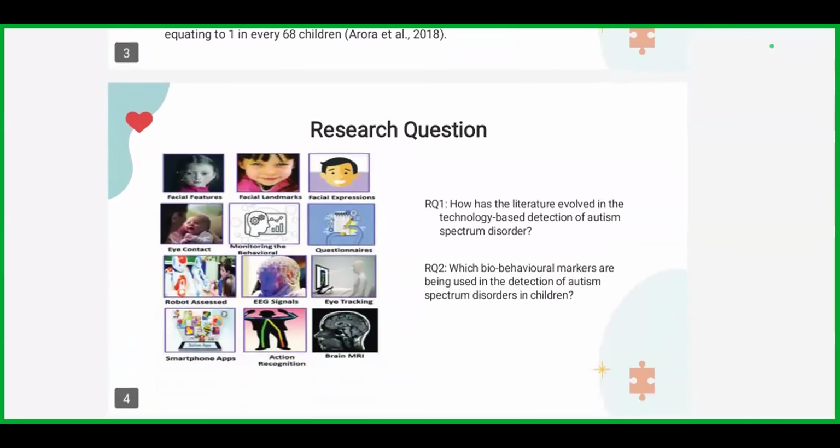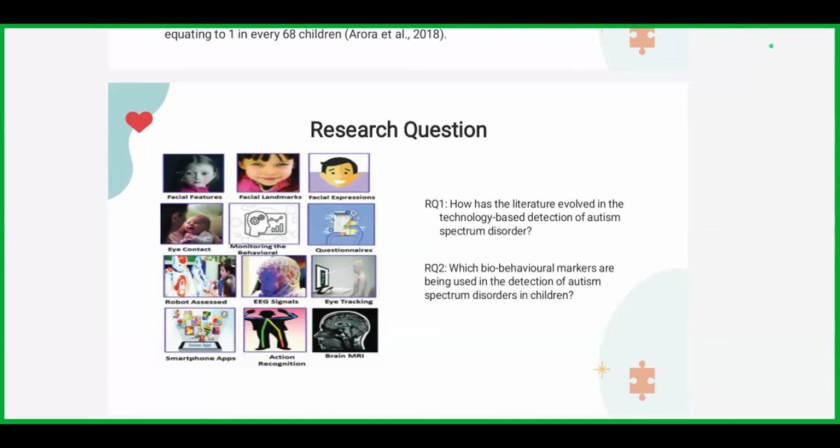The purpose of this rapid review is to answer two questions. How has the literature evolved in the technology-based detection of autism spectrum disorder? The second research question is, which biobehavioral markers are being used in the detection of autism spectrum disorders in children? There are many technologies which are evolving nowadays.